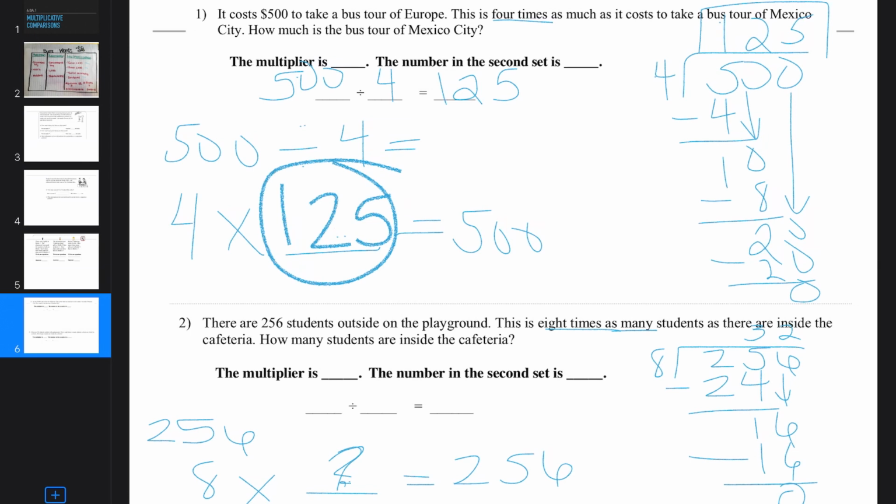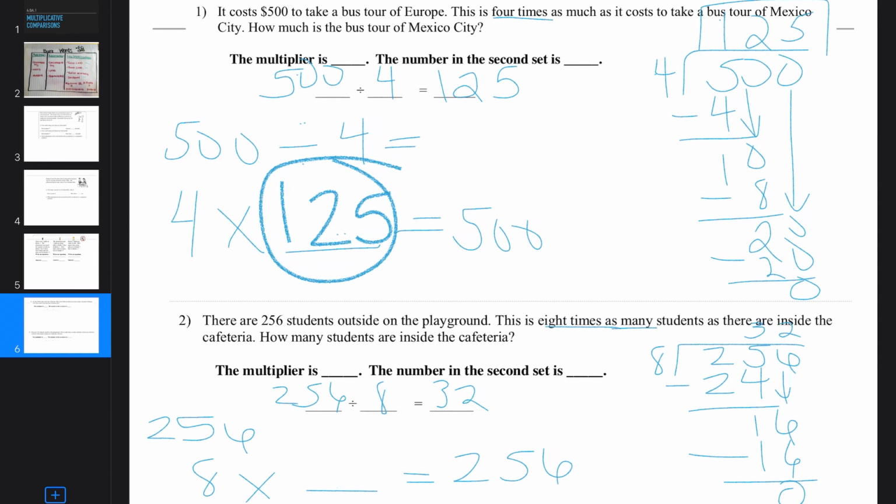So I know that the division sentence I'm using to solve is 256 divided by 8, and I get 32. So there were 32 students inside of the cafeteria. I can also now erase that question mark, and I'm left with 8 times 32.